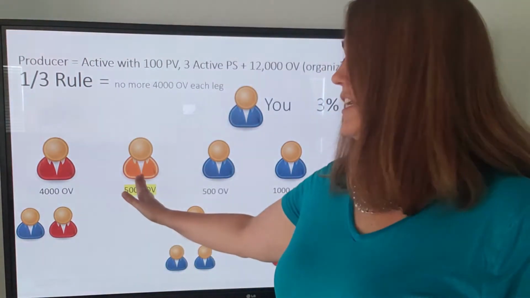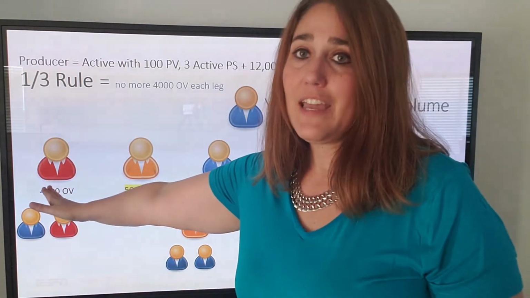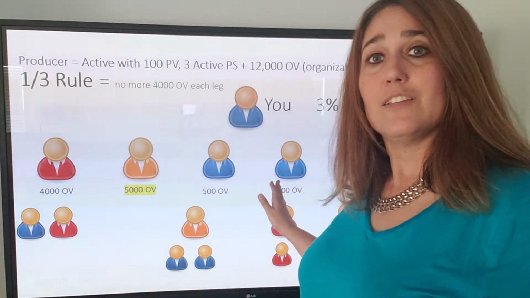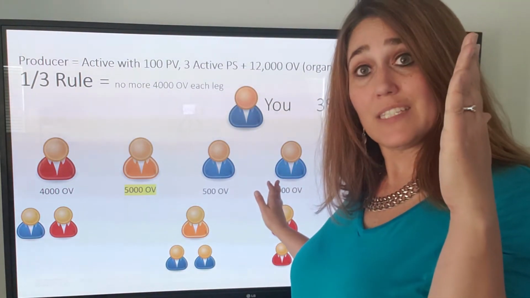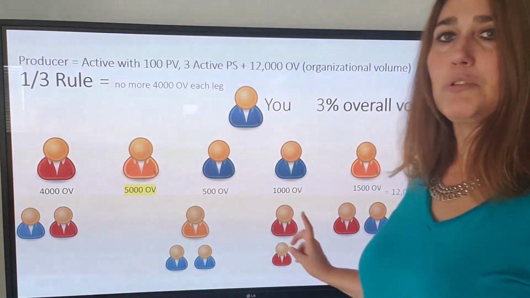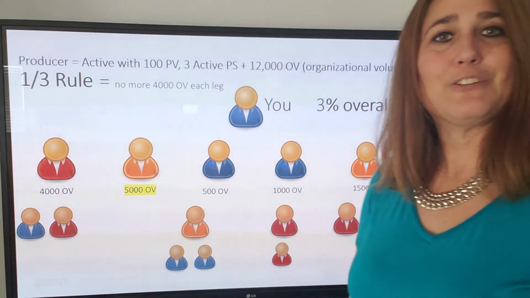But if she has 5,000 and they have 2,000, then you would go up to 13,000 PV minus their 1,000 that you can't use, brings you back to 12,000 PV, and you're golden.